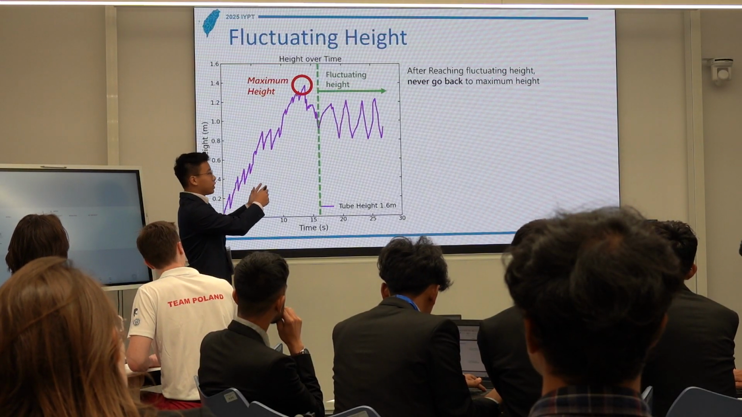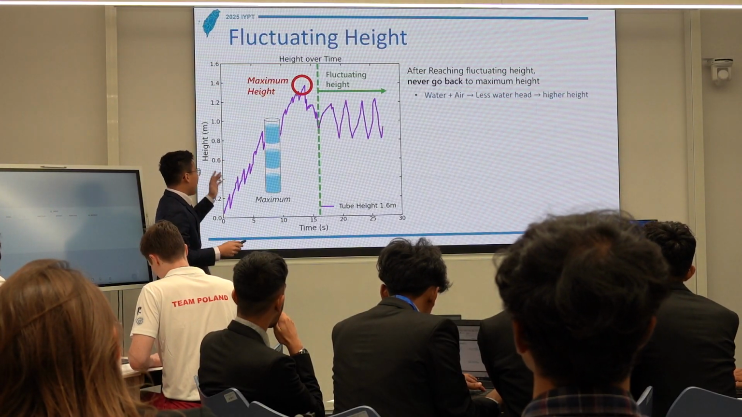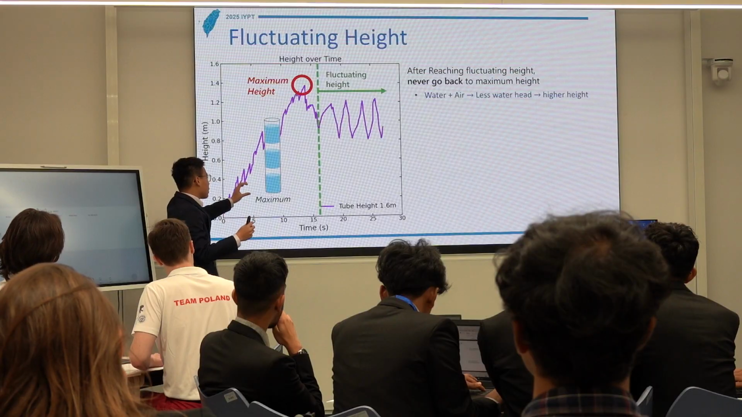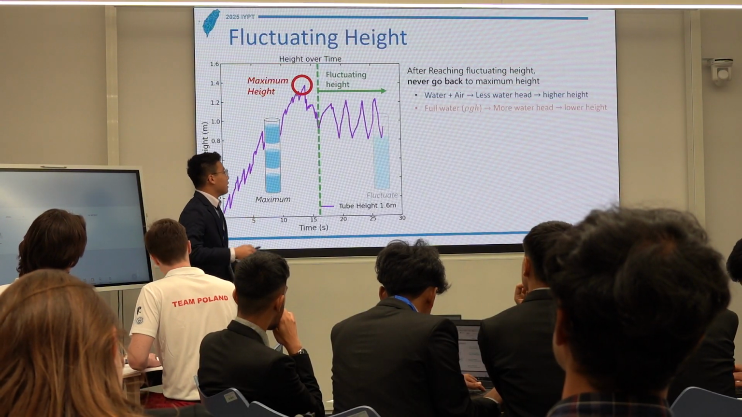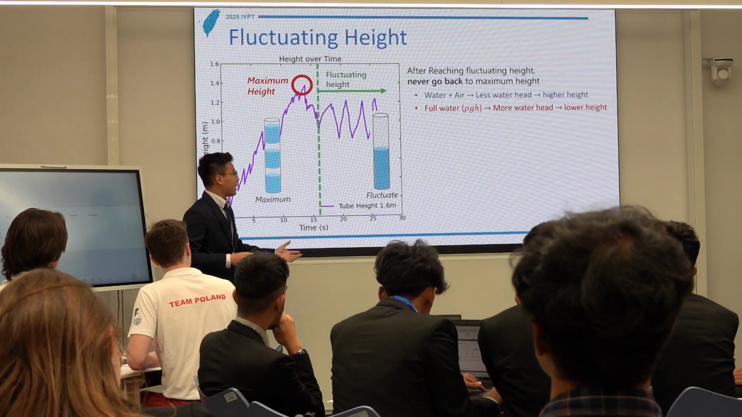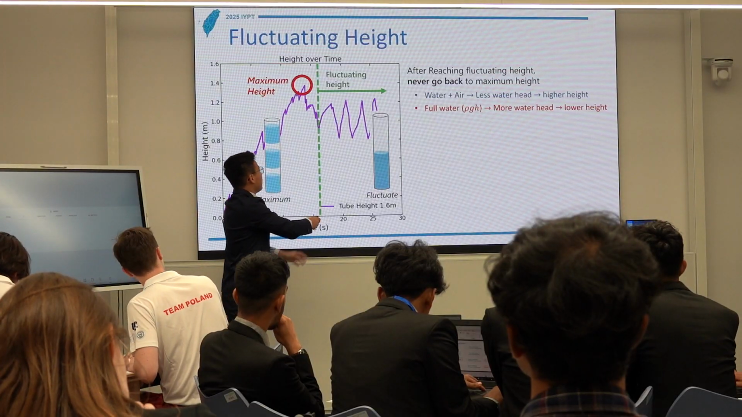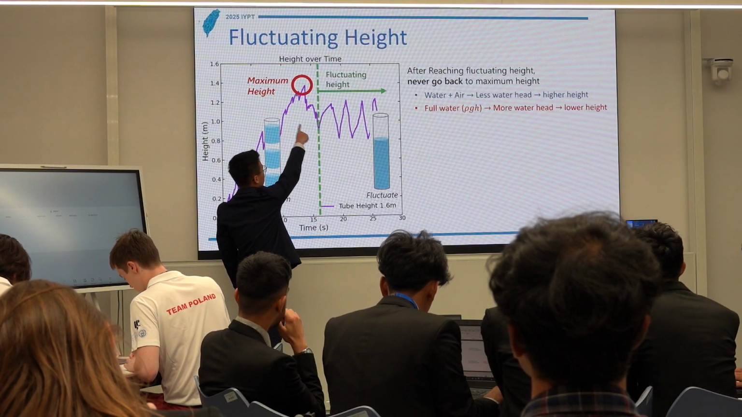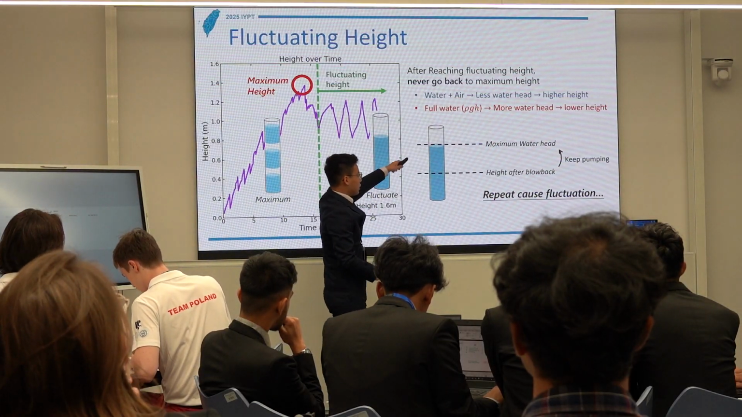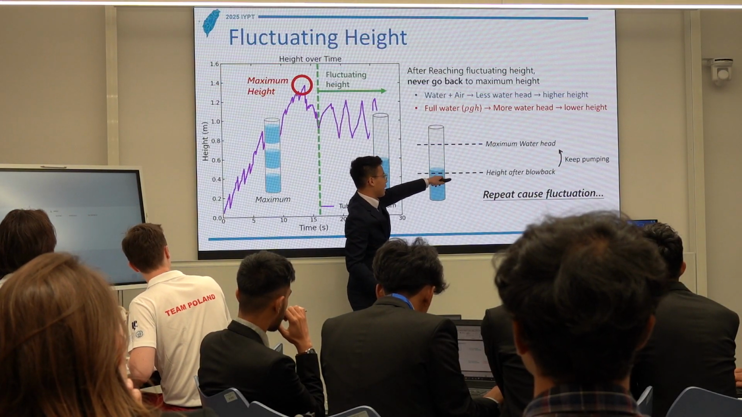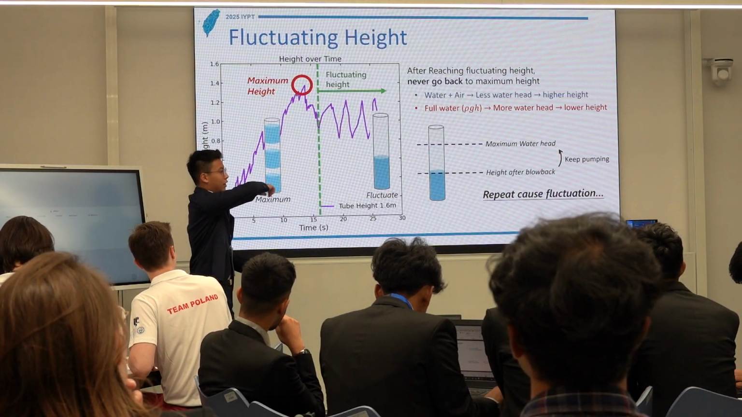Then after reaching a fluctuating height, we can never reach the maximum height again. This is because the maximum height is a combination of water and air. So this is less water head, so it can have a greater height. But in the full water fluctuating height, we see it requires more water head, as it will be a flow of rho GH. So that's why, however it fluctuates, it can never go back to the maximum height again. And when it fluctuates, it will first reach a maximum water head, then go back and keep pumping until repetition. And this repetition causes the fluctuating height over a long time.